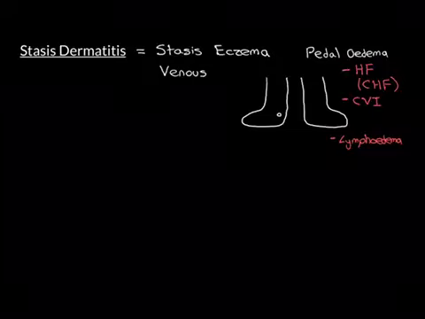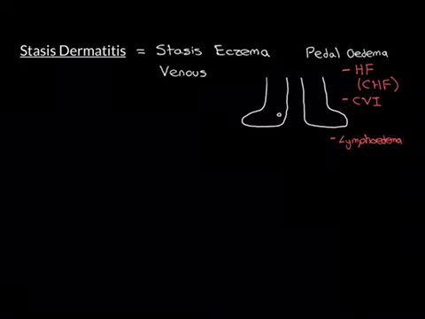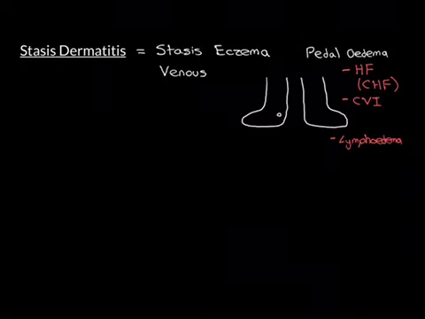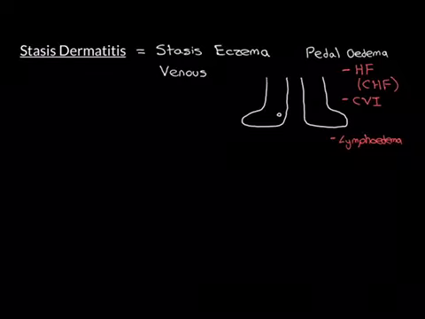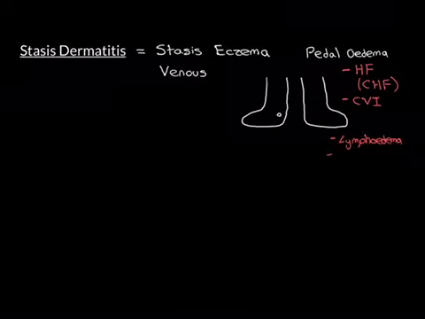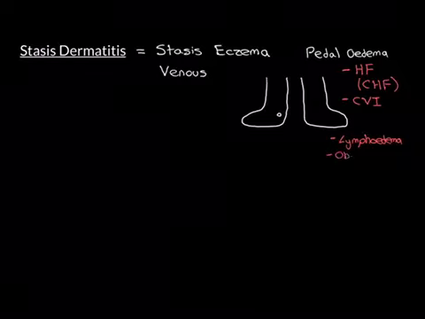Welcome back to this next video in which we are discussing stasis dermatitis. In the previous video we were going over the different causes for edema, and we'd already been through congestive heart failure, chronic venous insufficiency and lymphatic insufficiency. The final one which I would like to add to that list is obesity. Now, obesity causes a mixed problem with the veins and the lymphatic vessels.